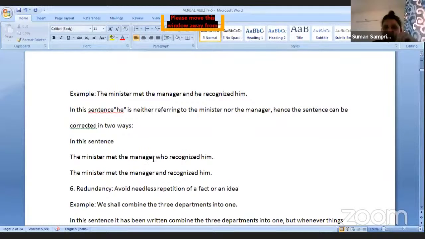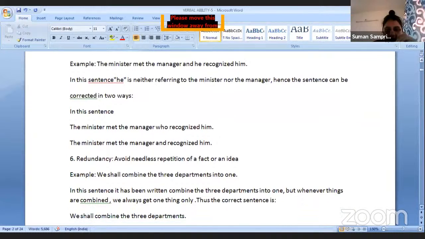The minister met the manager who recognized him. Now we understand that the manager recognized the minister. Okay, and it could be like this: the minister met the manager and recognized him. Means here the minister has both met and recognized the manager. Okay, so such sentences create confusion. So this is a kind of noun-pronoun reference error.